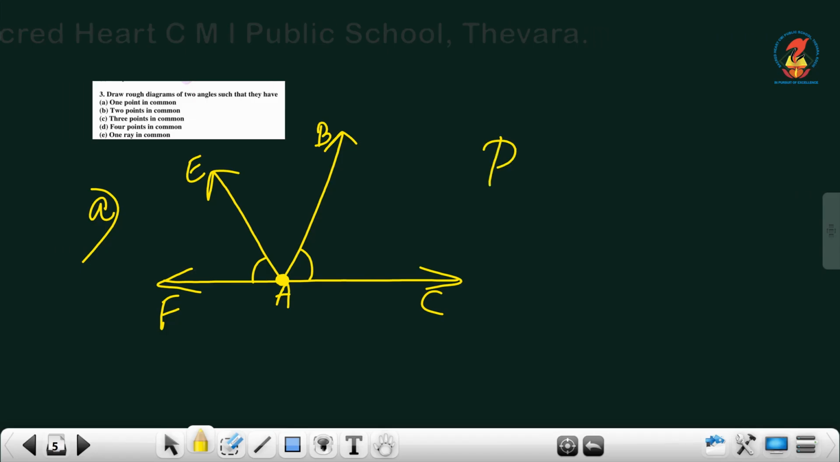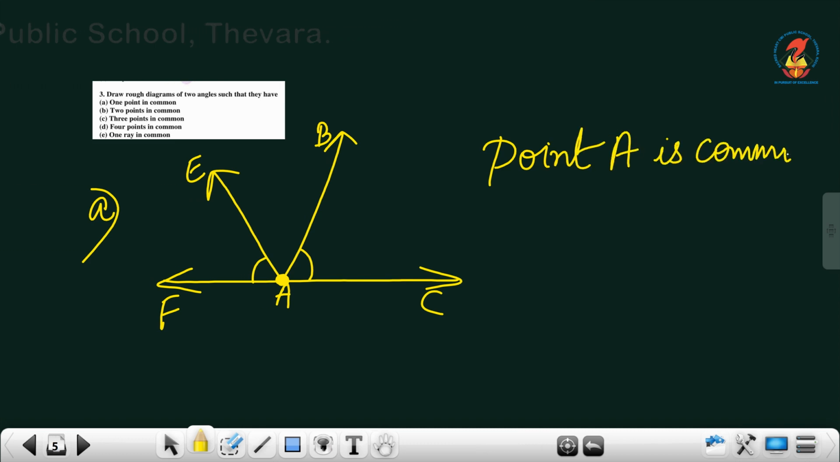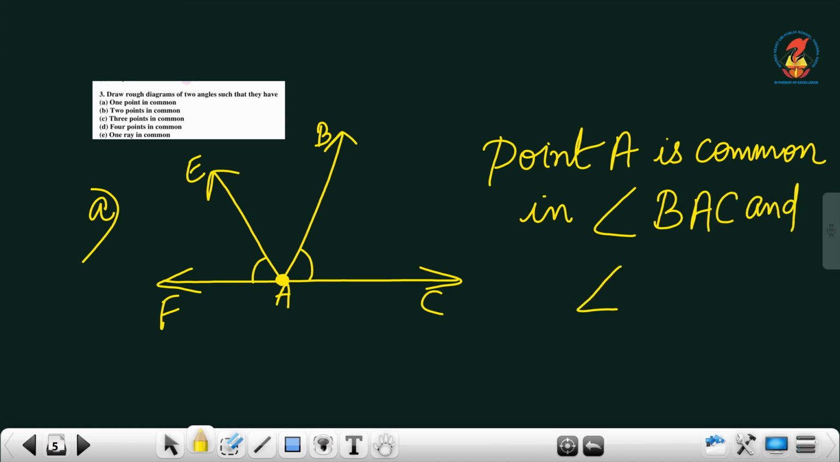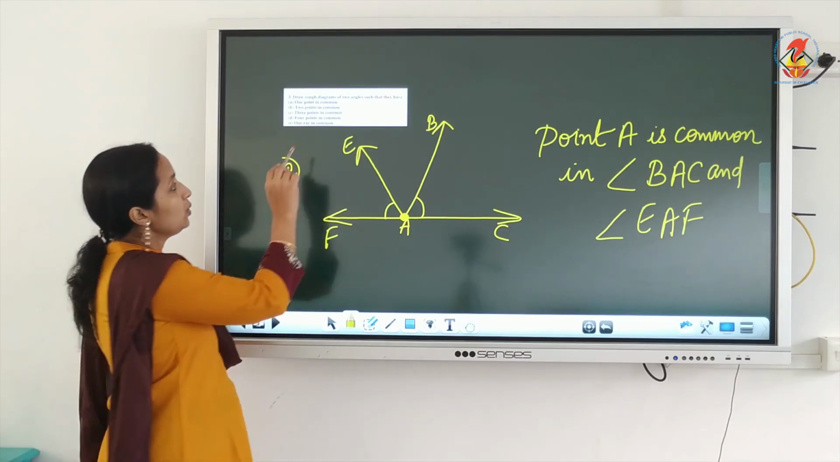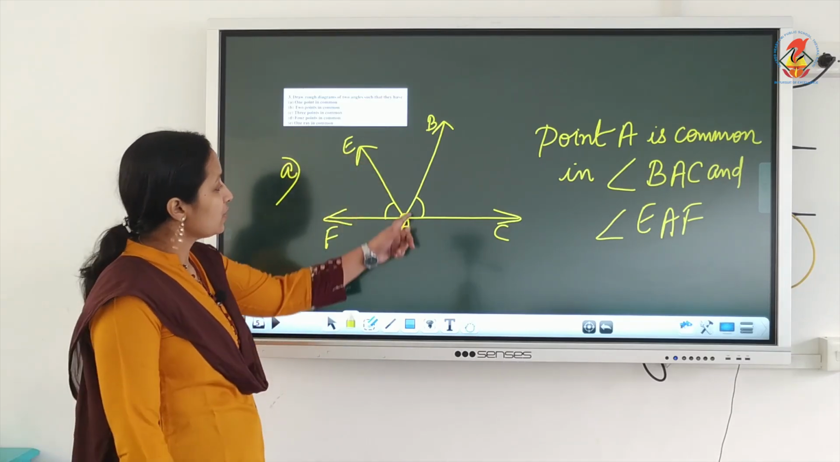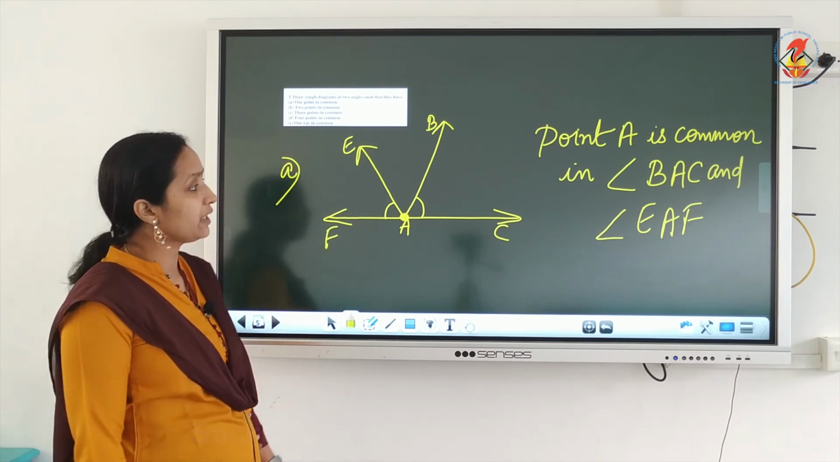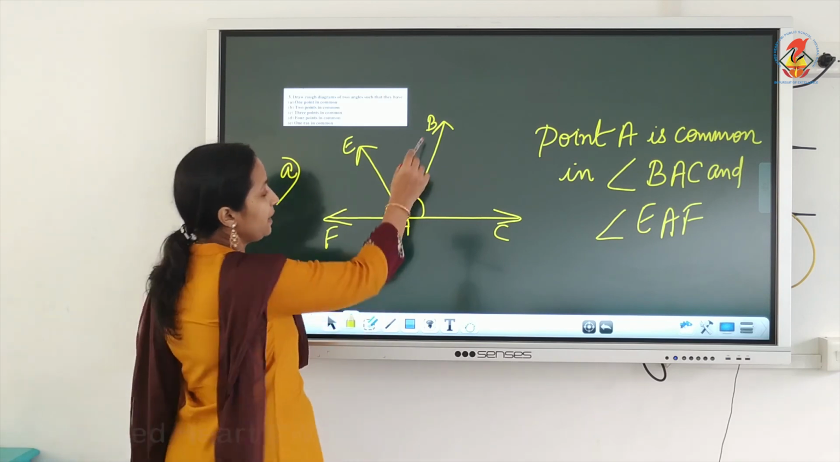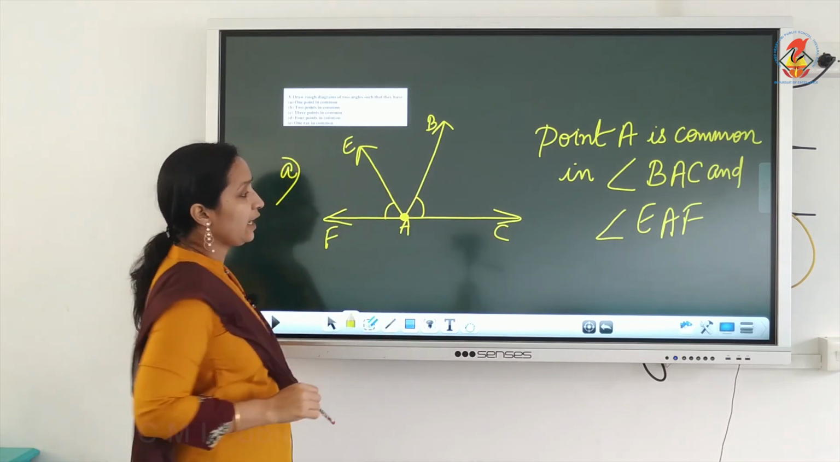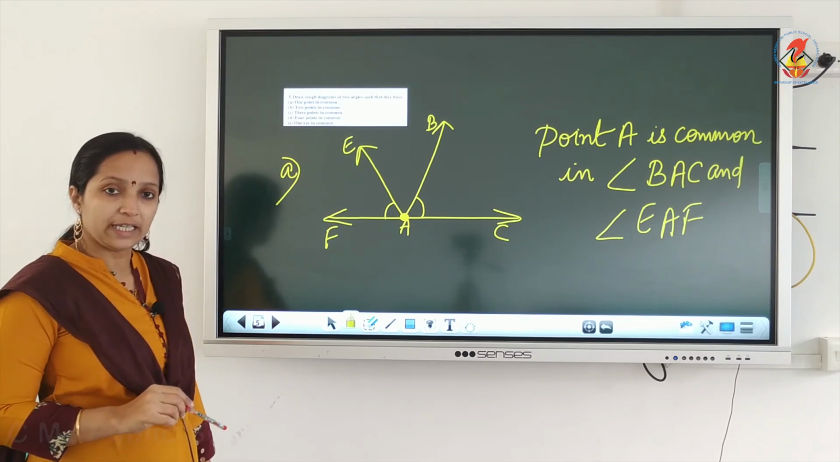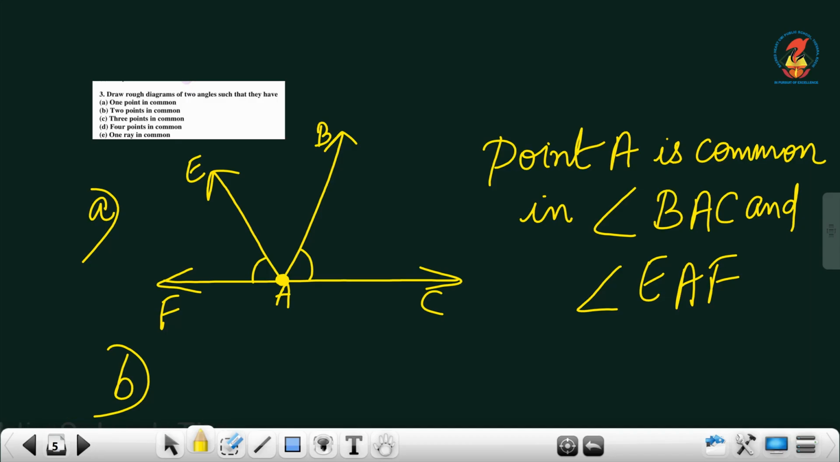A is common in angle BAC and angle EAF. I hope the first part of the answer is clear. We have to draw a rough figure which is representing two angles and one point should be common. Okay. So two angles you can see and one point is common. So how will we write the name? Point A is common in angle BAC, and angle EAF also has point A. I hope it's clear. Now move to the B question.